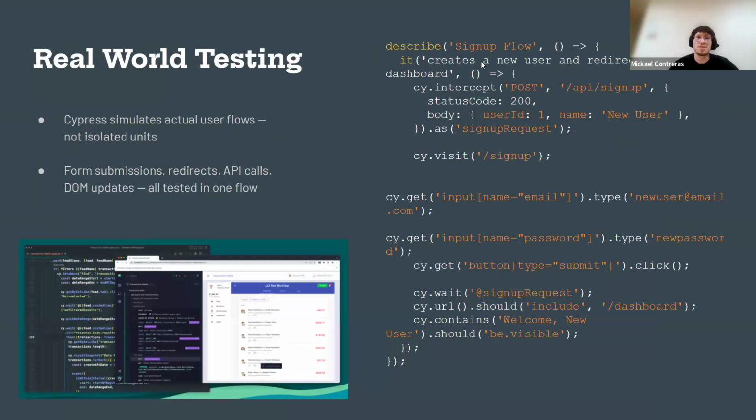This is where Cypress really shines, testing full user flows in one shot. Here we're simulating a sign up process, typing into form inputs, clicking submit, intercepting the API request with cy.intercept, and waiting for that mock response. Once the response comes back, Cypress checks if we're redirected to the dashboard, confirms the UI updates with a welcome message. This isn't just a unit test or a mock component. It's an end-to-end flow that mirrors how the user will interact with the app. That's what makes Cypress feel more real than most other tools.